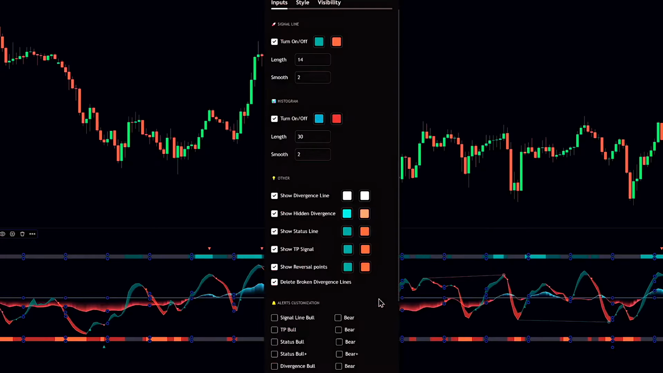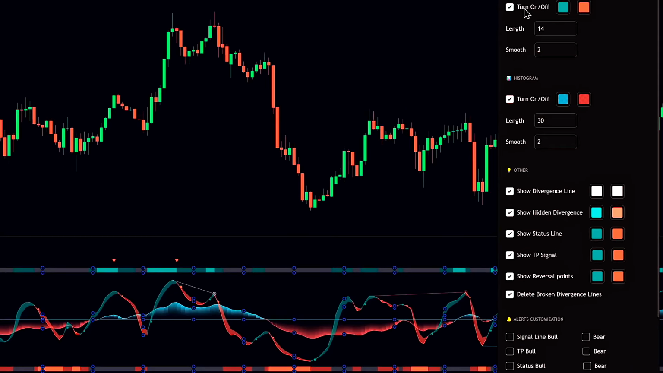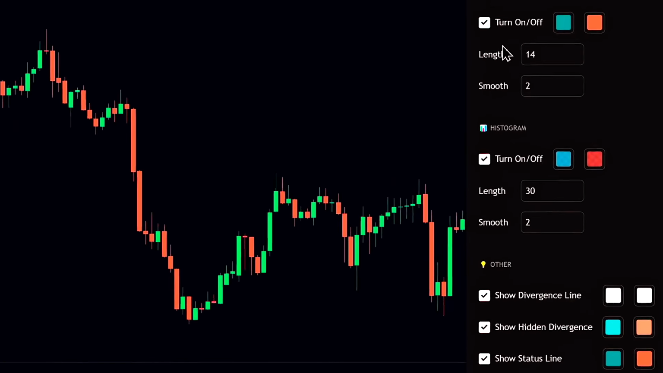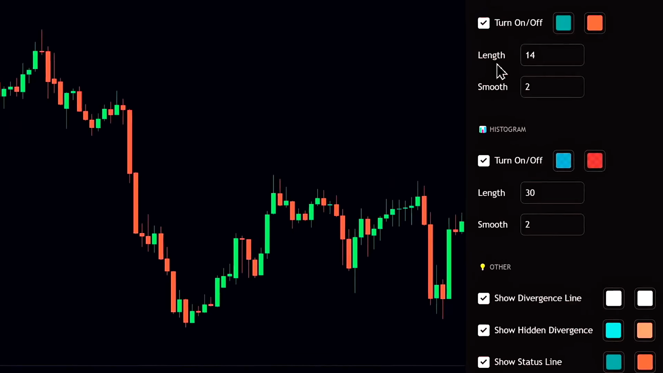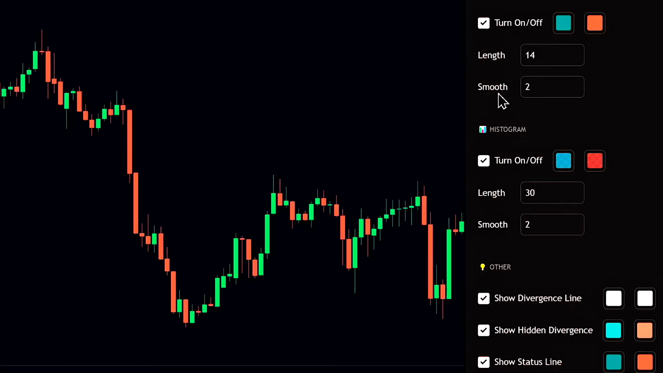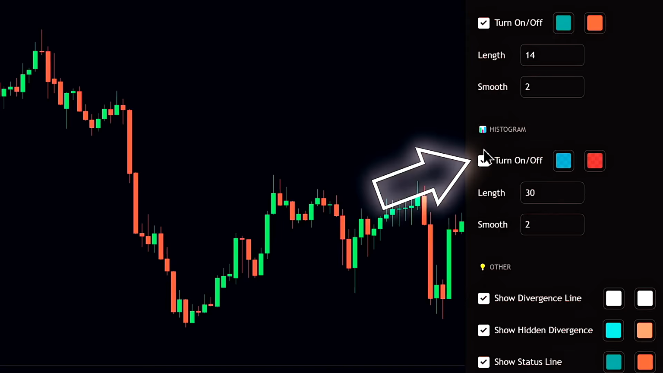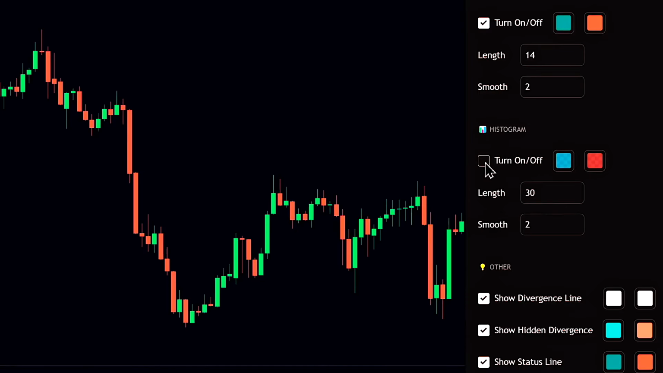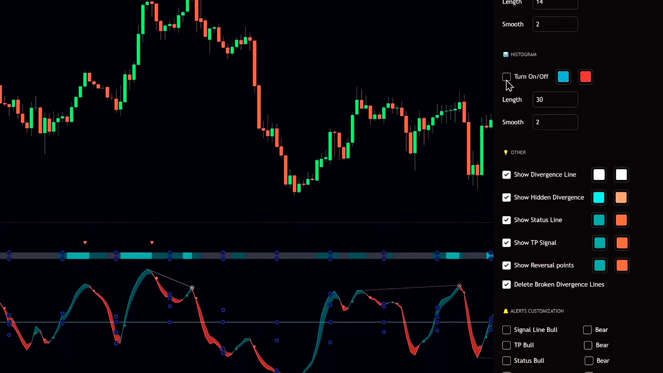Now let's peek at the settings. You can turn the signal line on or off, tweak the look back period for momentum, or add smoothing to cut down on noise and make trends clearer. You can hide the histogram if you're not using it, like I am here. There is a status line that shows if the oscillator is overbought or oversold, plus options to enable reversal signals and more. Adjust as needed, then hit OK.